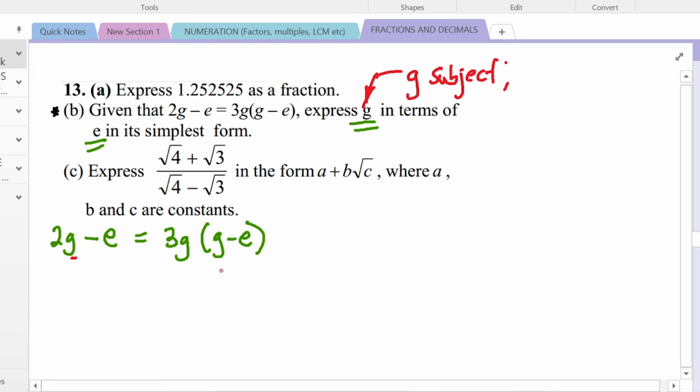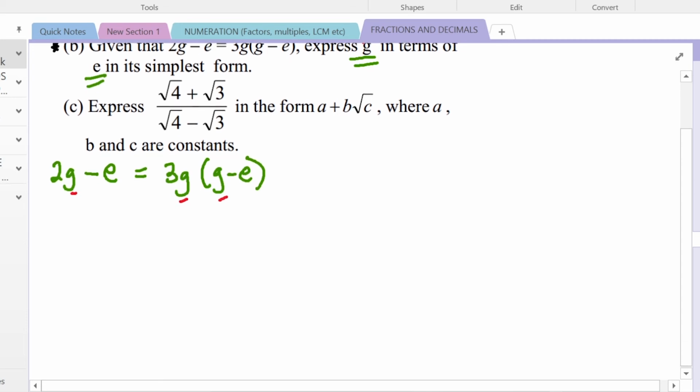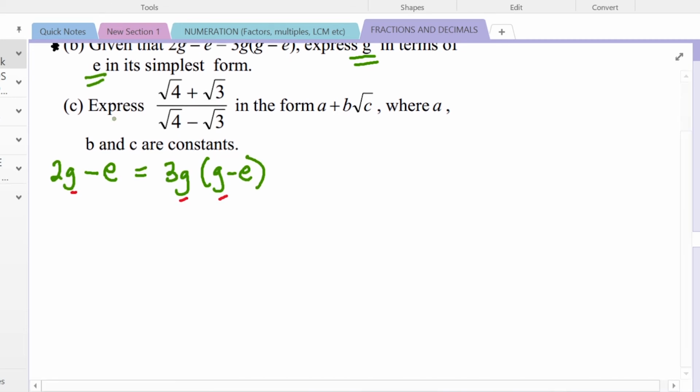So here we have g all over. We have g here, we have g right there, we have g right there. And we are being required to make this the subject of the formula. So what we are going to do instead, let's first open up these brackets and make it all clear. So 2g minus e is equal to, opening brackets, we get 3g squared minus 3ge, like that.